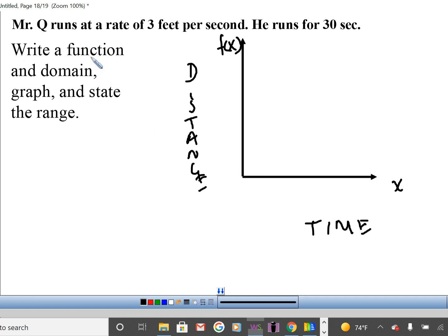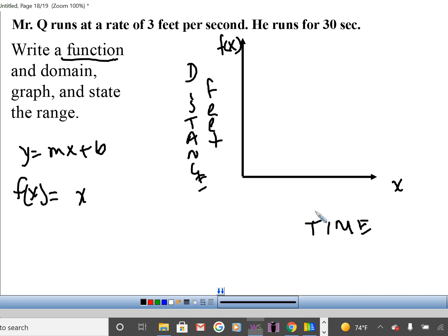But they're asking me to write a function. How do I write a function? Well, this is a rate problem, so I write with y equals mx plus b. Did we do that before? Yes. But now it's a what? Function. So I'm going to write f of x equals, I bring down the x, and I need to figure out the other two out. So we know that this f of x is distance. What are they talking about? Feet. And time is in what? Seconds.